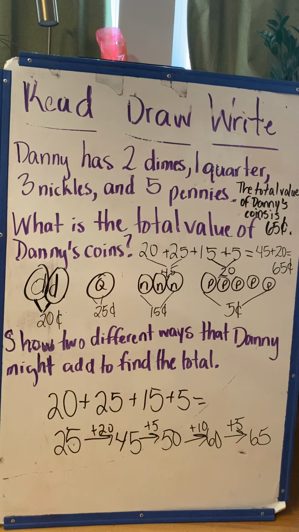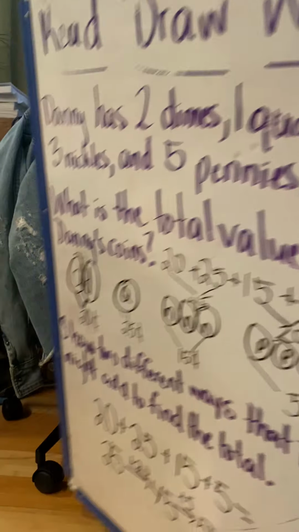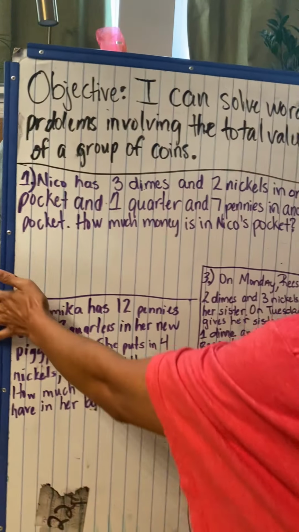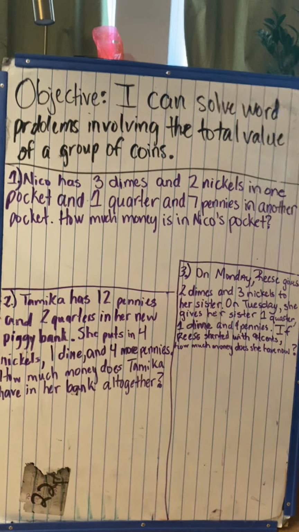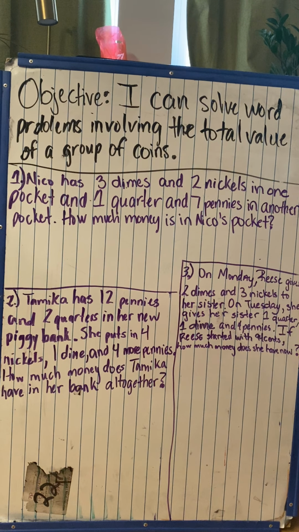So we're going to continue to work with solving some word problems. Some of these word problems have more than one step. All right, so remember today's objective, I can solve word problems involving the total value of a group of coins. So we're going to look at number 1. It says, Nico has 3 dimes and 2 nickels in one pocket and 1 quarter and 7 pennies in another pocket. How much money is in Nico's pocket?